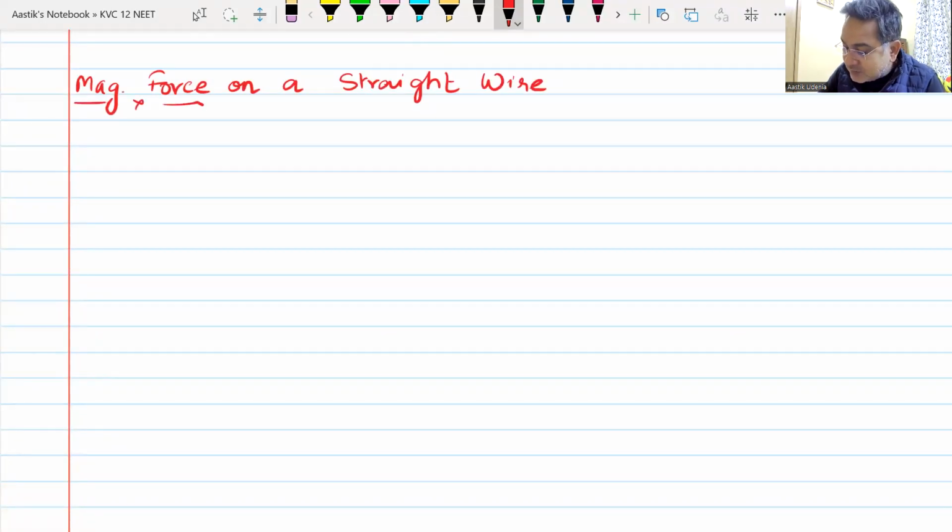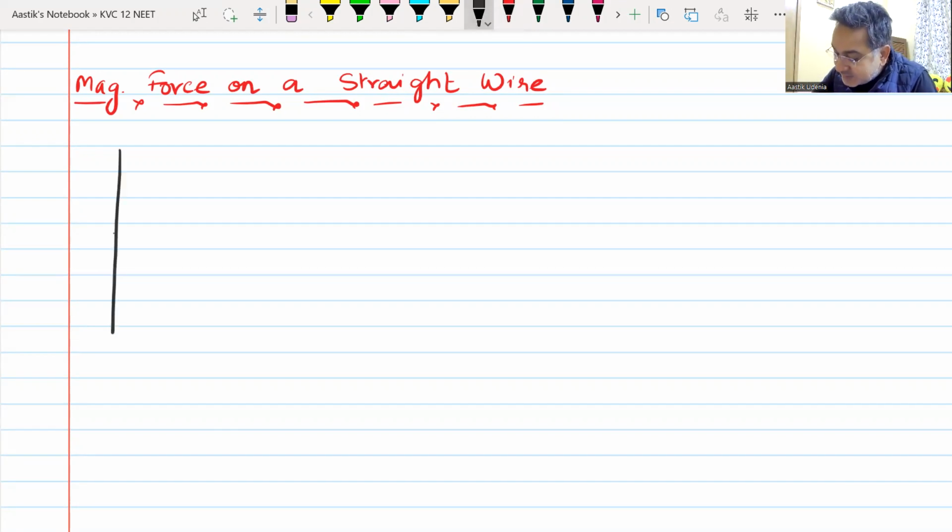What happens if your wire is not curved? In the first diagram that we drew, the wire was curved. If the wire is straight, then what happens? Magnetic force on a straight wire. Let us say for example the wire is like this, carrying a current I. The length of the wire is L, and the magnetic field, let us say, is going inside. Now, how will I find the magnetic force on a straight wire?